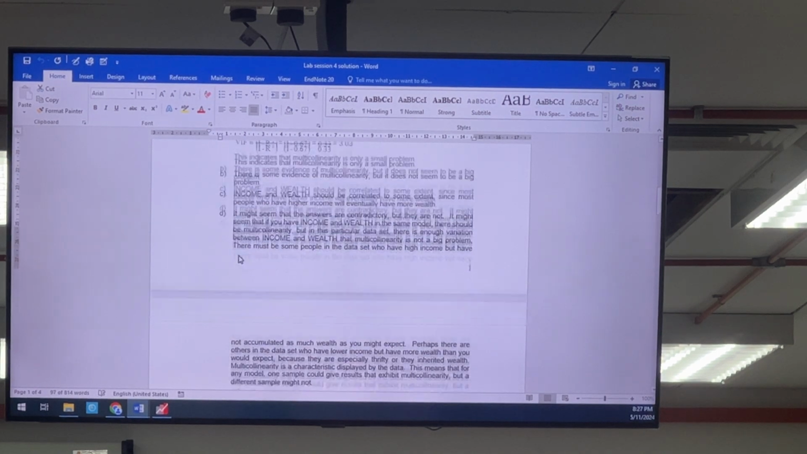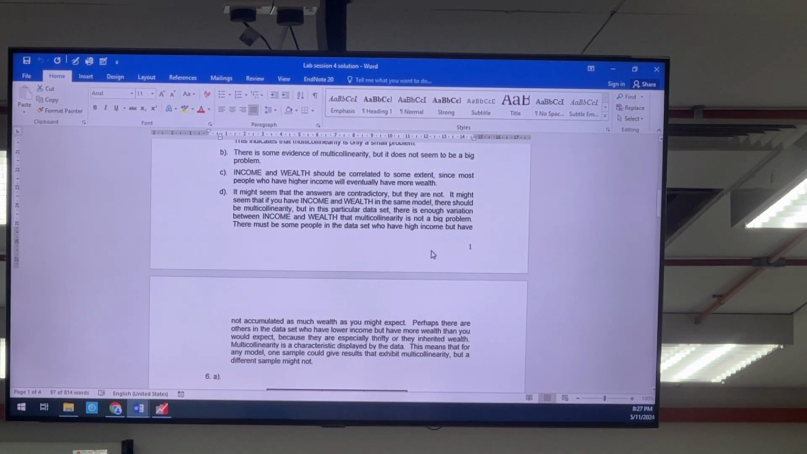So it might seem that the answers are contradictory, but they are not. It might seem that if you have income and wealth in the same model, there should be multicollinearity, but in this particular data set, there is not enough correlation between income and wealth for multicollinearity to be a big problem. There must be some people in the data set who have high income but have not accumulated as much wealth as you might expect. Perhaps there are others who have lower income but have more wealth than you would expect, because they inherited wealth from their parents, for example.